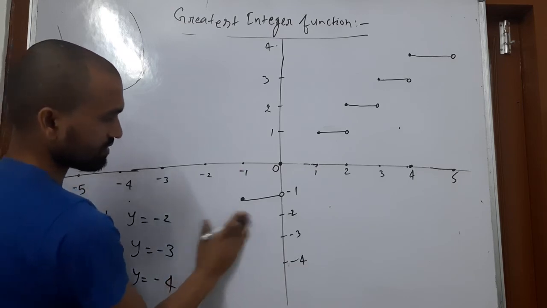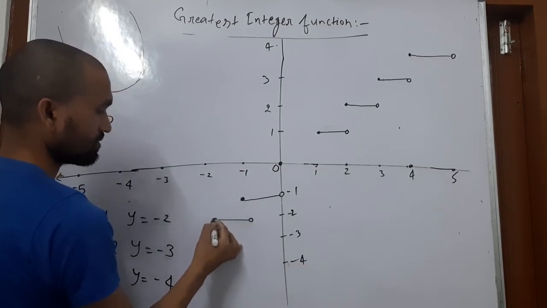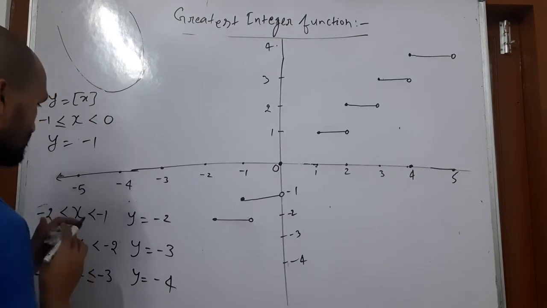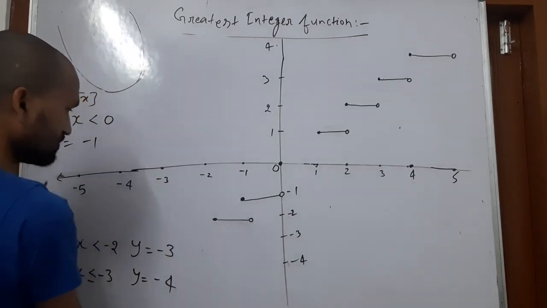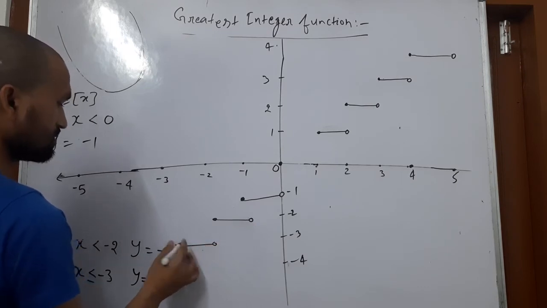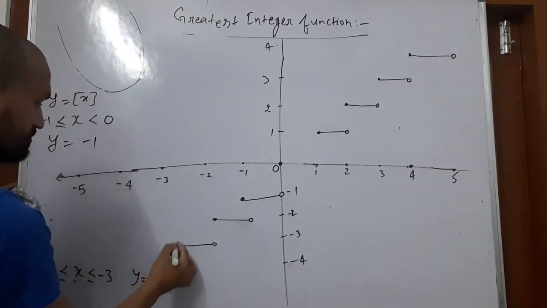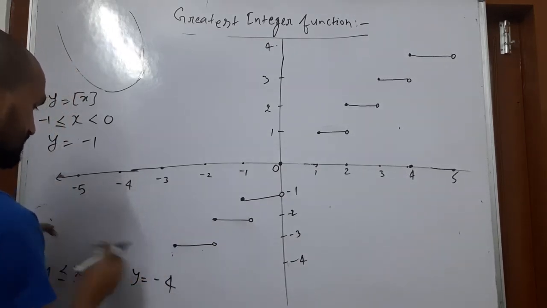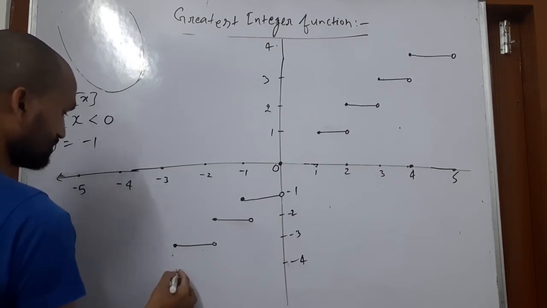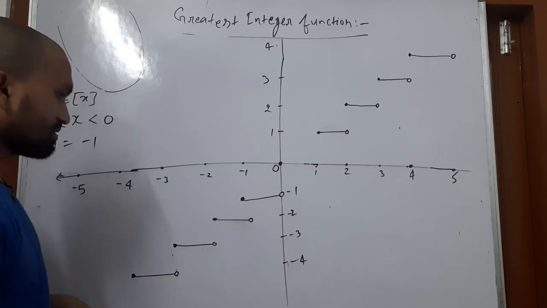After that, we should take a hollow circle in front of -1 and a solid circle in front of -2. Okay students, and after that we should draw similar values. Take a hollow circle here and after that take a solid. After that we should take here hollow circle and after that we should take solid in front of -4.